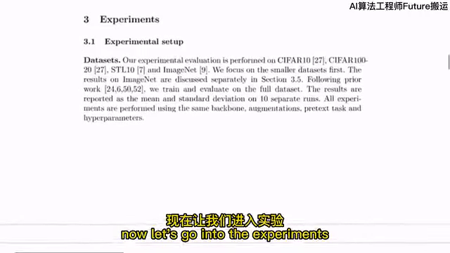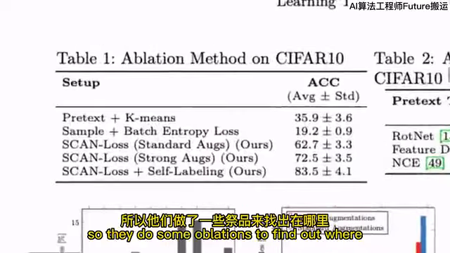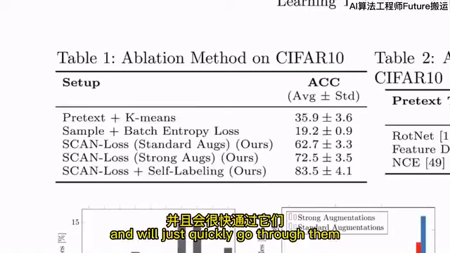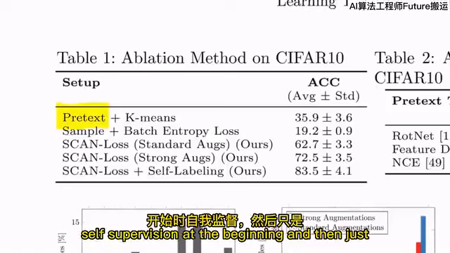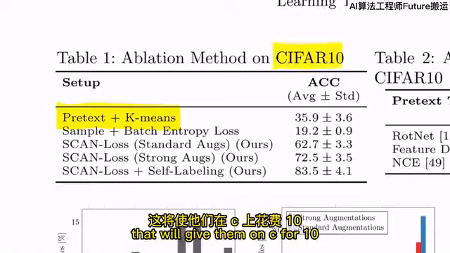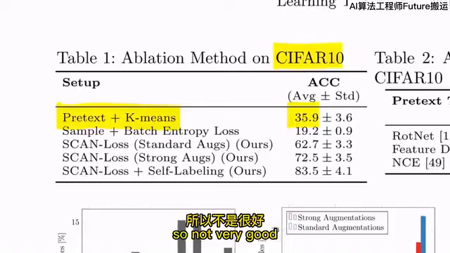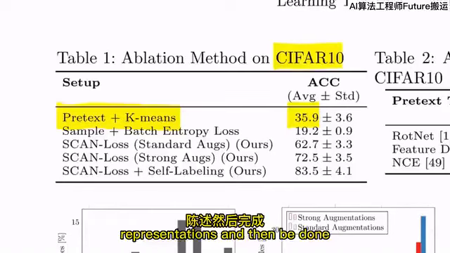Now let's go into the experiments. They do some ablations to find out where in their methods the gains come from, and we'll just quickly go through them. If they just do this self-supervision at the beginning and then just do k-means clustering on top of that, that will give them on CIFAR-10 a 35.9% accuracy. So not very good. So you can't just cluster on top of these representations and then be done.